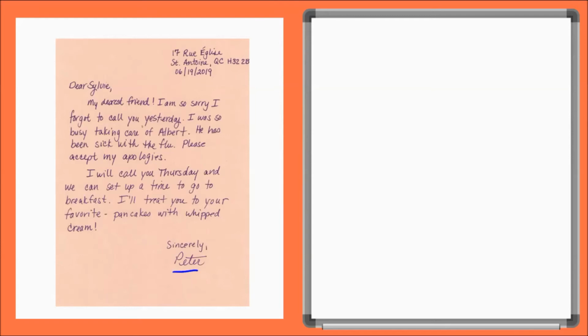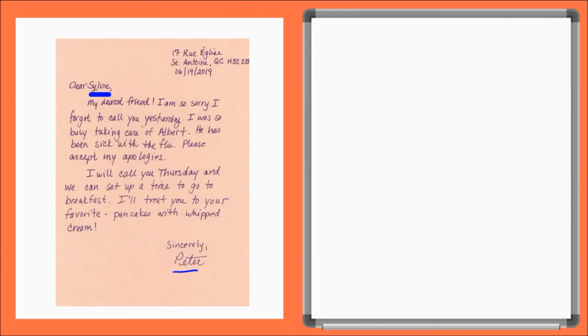Now, let us take a look at another letter so that we can focus together on these parts. This is a new letter. Can you guess the name of the one who wrote the letter? Yes, you are right. It's Peter. Peter is the one who wrote the letter. So Peter wrote this letter to his friend. Yes, excellent, Sylvie.